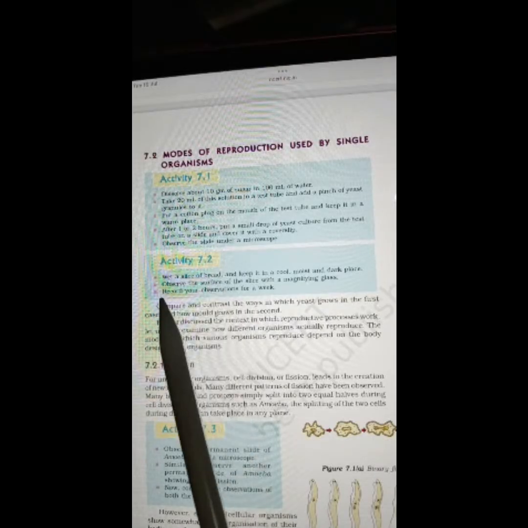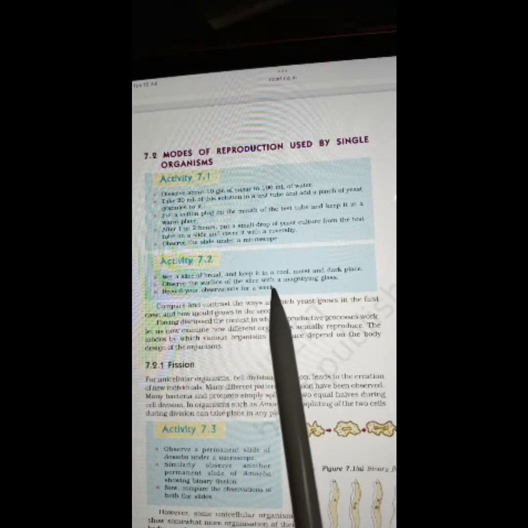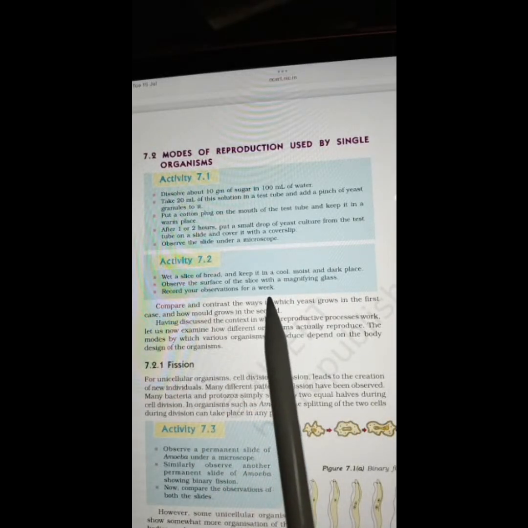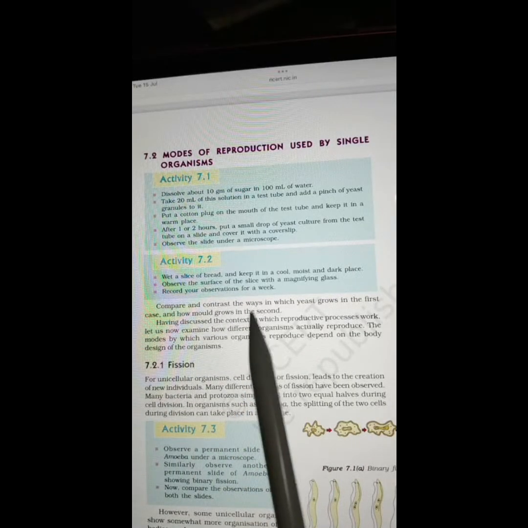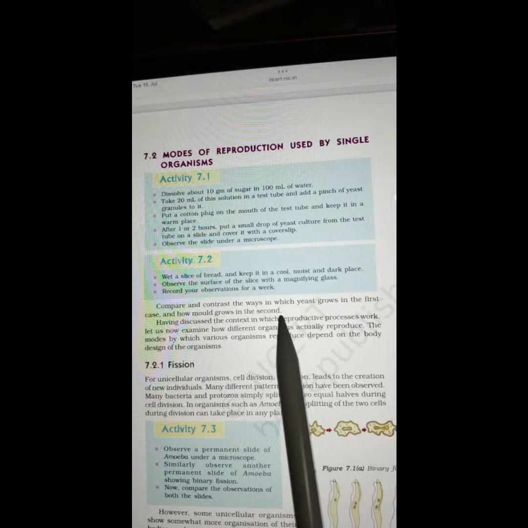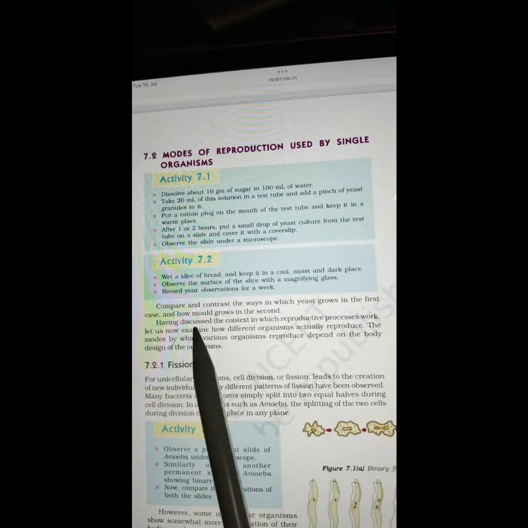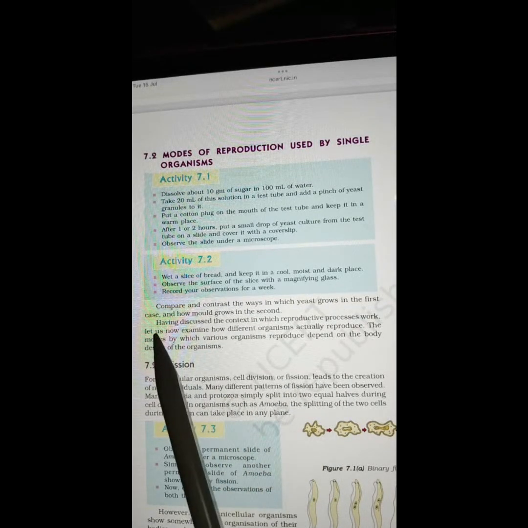Activity 7.2: Wet a slice of bread and keep it in a cool, moist, and dark place. Observe the surface of the slice with a magnifying glass. Record your observations for a week. Compare and contrast the ways in which yeast grows in the first case and how mold grows in the second.